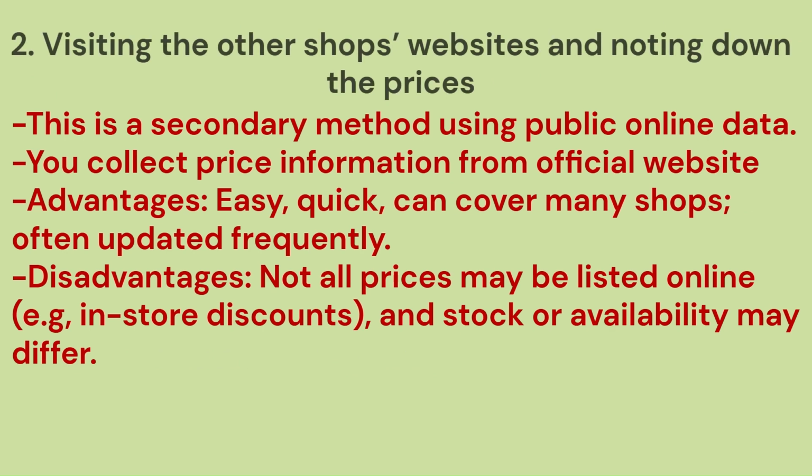Visiting the other shops' websites and noting down the prices. This is a secondary method using public online data. You collect price information from official websites or online stores. Advantages: easy, quick, can cover many shops, often updated frequently. Disadvantages: not all prices may be listed online, e.g., in-store discounts, and stock or availability may differ.